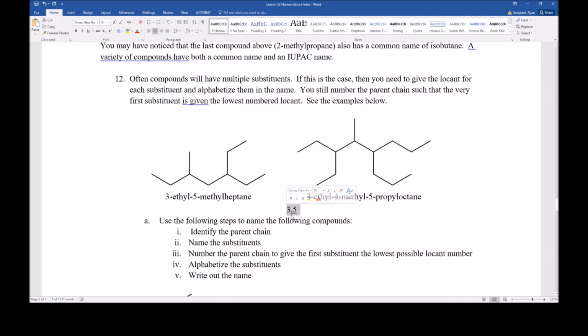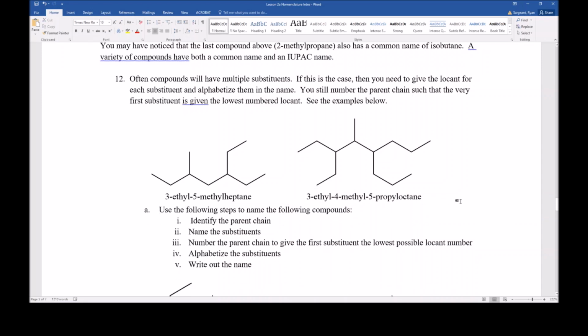The answer is, only when these numbers are tied, when it's a 3, 5 going one direction or a 3, 5 going the other direction, then we use alphabetical priority to decide which of the two substituents we want to bump into first. E for ethyl comes before M for methyl, so I want to number it such that I encounter the ethyl group first. So that's why it's a 3-ethyl-5-methyl heptane.